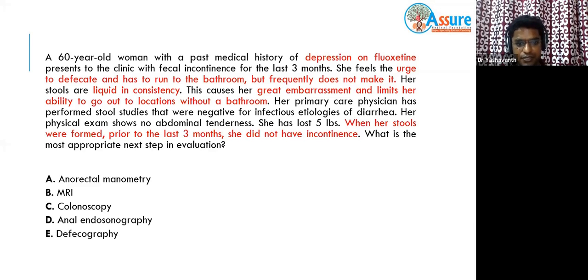On physical examination, no abdominal tenderness. She has lost 5 pounds. Her stools were formed prior to the last 3 months. She did not have any incontinence. What is the next most appropriate therapy?